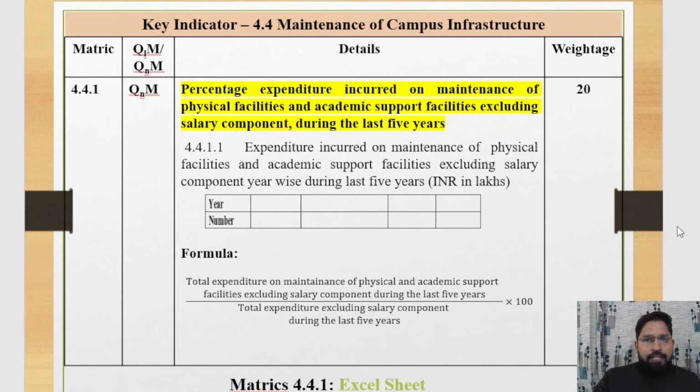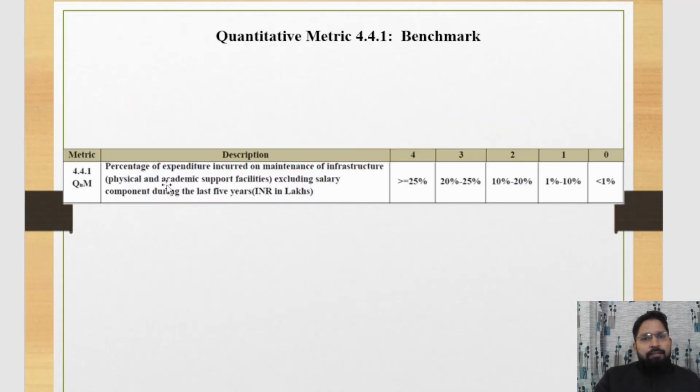Now we discuss the benchmark. If the percentage of expenditure is greater than or equal to 25%, then NAAC will provide you grade 4. If expenditure lies between 20 and 25%, then NAAC will provide grade 3. And similarly, you can see here. This is the benchmark of 4.4.1.